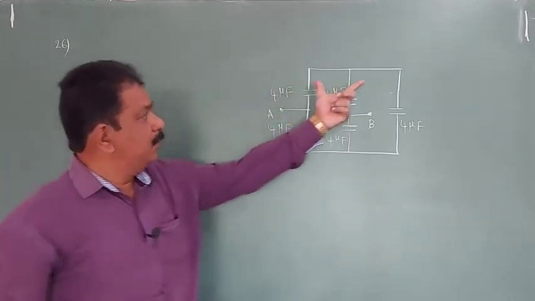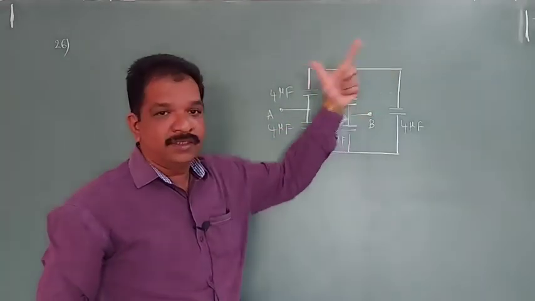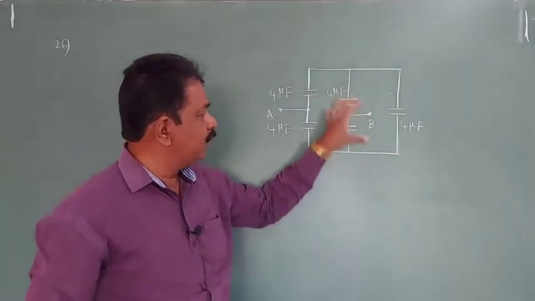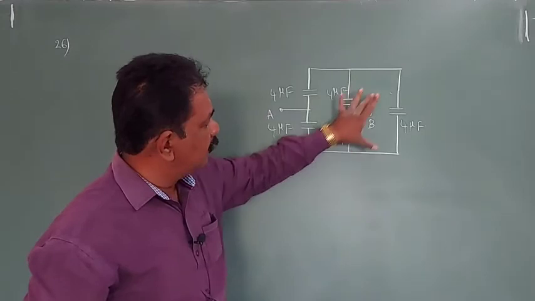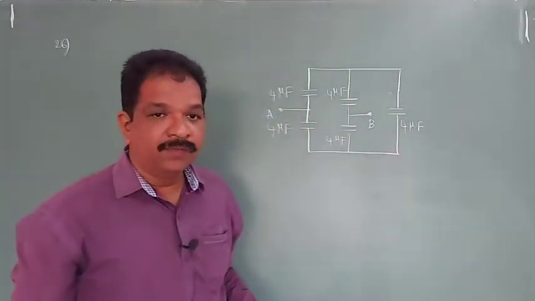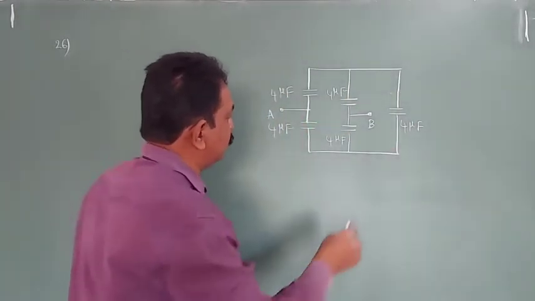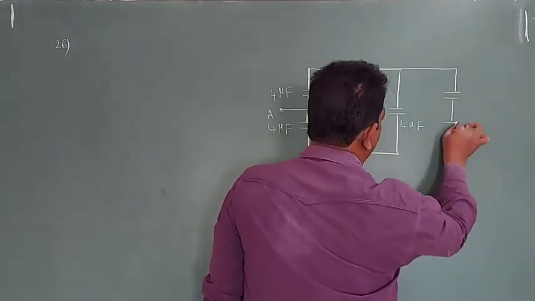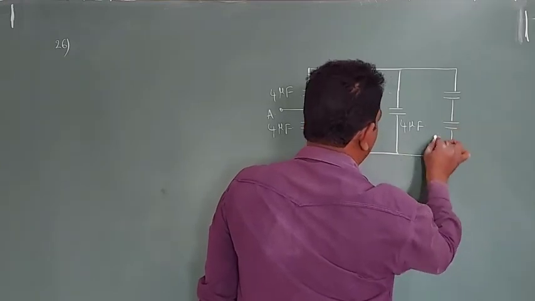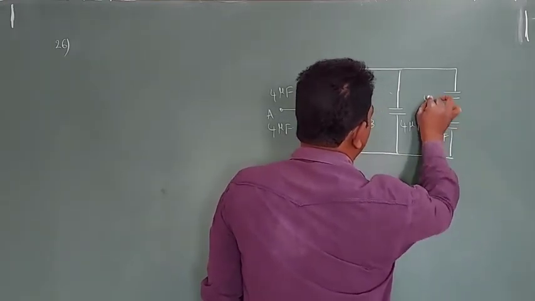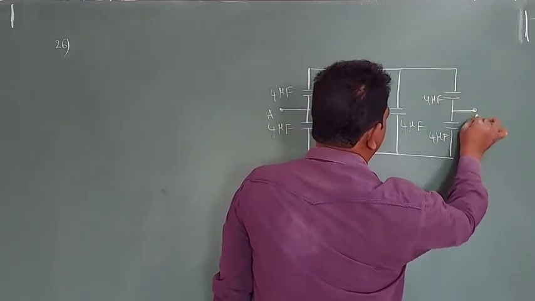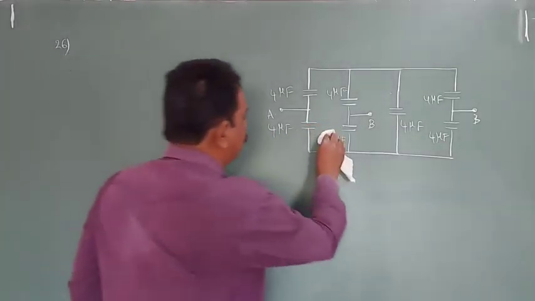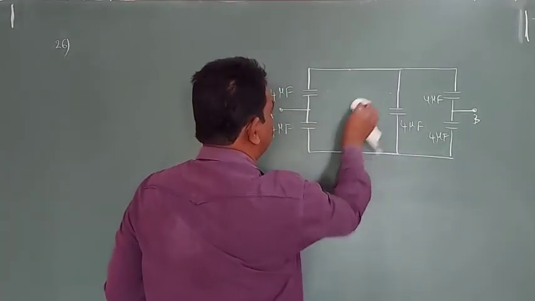In between these two what is there? Just wire. In between these two what is there? Just wire. So this total I can shift to here, there will be no change. So this 4 microfarad, this 4 microfarad I am writing here, and this value will be B, and this one we shifted to there.